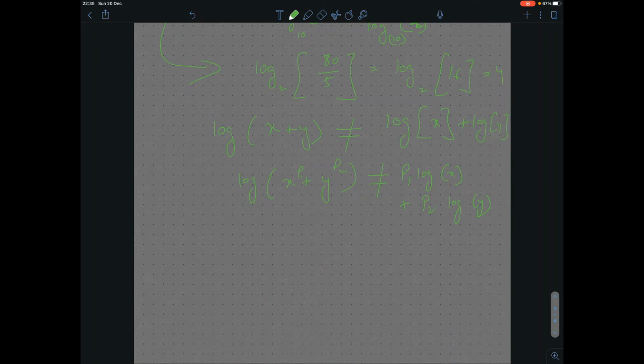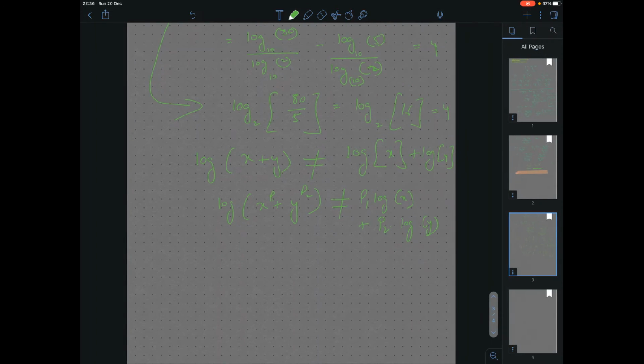Okay, so now that we have some common properties out of the way, we can move on to solving simple equations that involve logarithms. Let's just go to a new page. Let's say we have this particular equation that we need to solve using logarithms. Let's say we have 2 to the power of x multiplied by 4 raised to the power 3x, that is equal to 60.